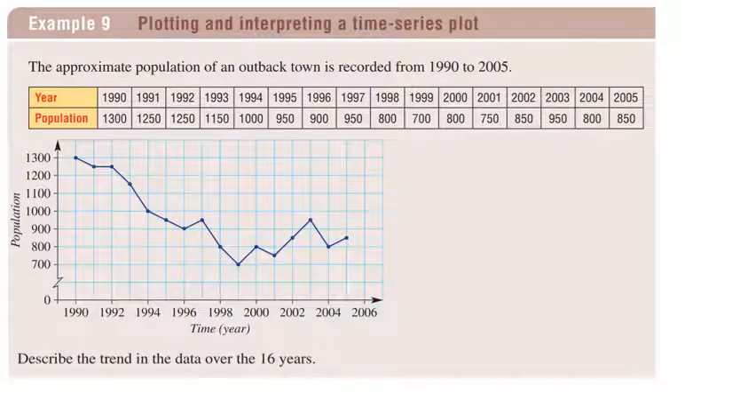Next example. The approximate population of an outback town is recorded from 1990 to 2005. This time series has already been plotted for us, and we're asked to describe the trend in the data over the 16 years. So from 1990 to 1999, there is a downwards linear trend.